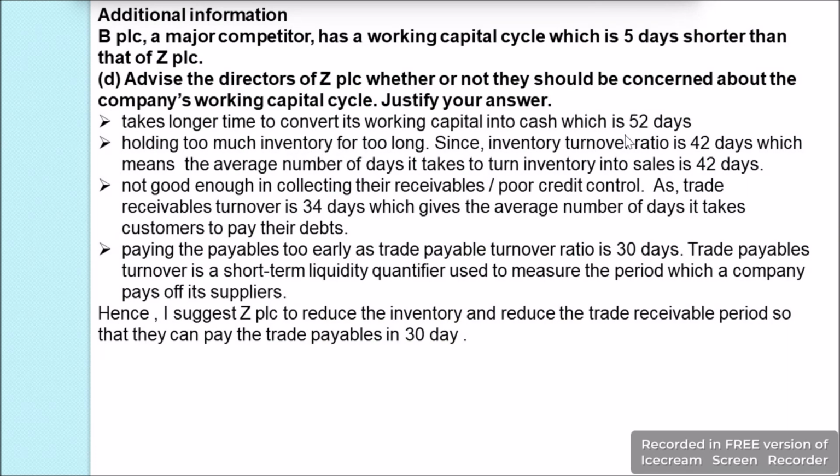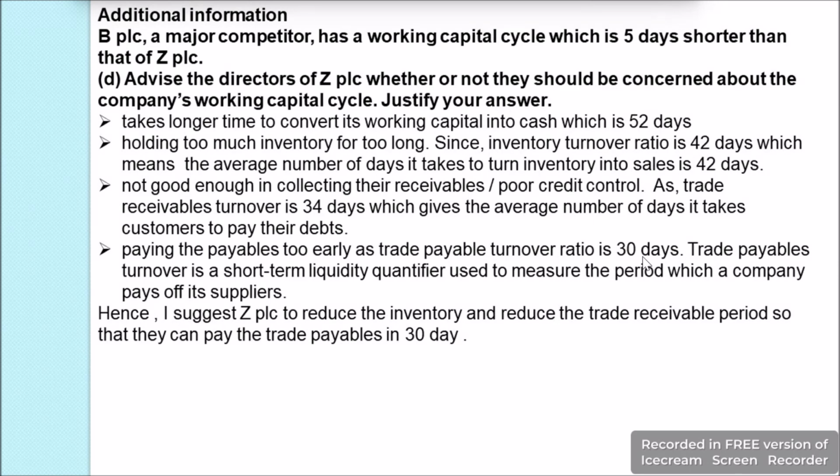It is 52 days, which shows that ZPLC is taking 52 days to convert the working capital to cash. Moreover, the inventory is held for a long period, as the inventory turnover ratio is 42 days, which shows that the inventory is converted into sales in 42 days. Furthermore, the trade receivable period is 34 days and all the sales are made on credit basis, which means that they may face a liquidity crisis as the trade payable turnover ratio is just 30 days and they have to pay this amount in 30 days.